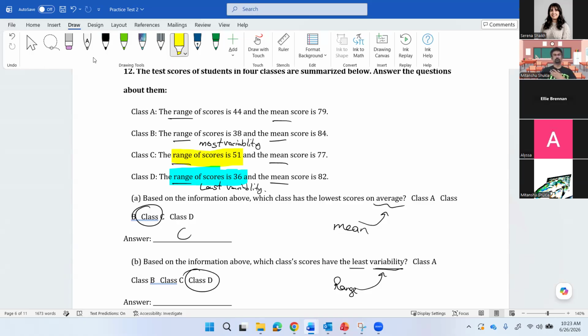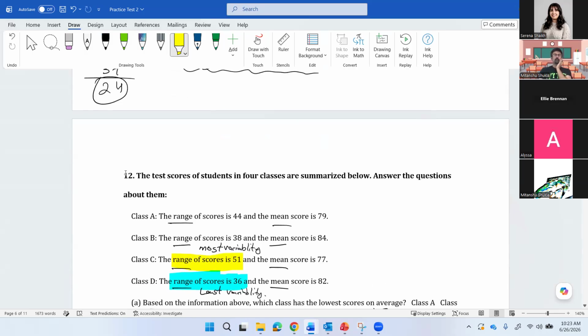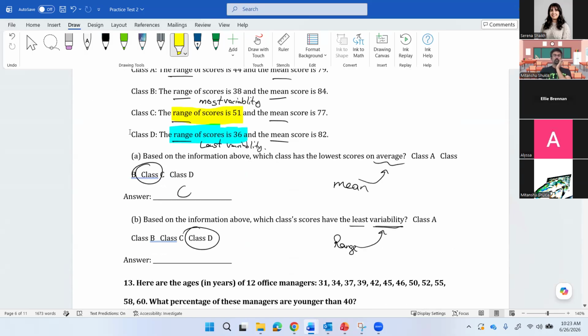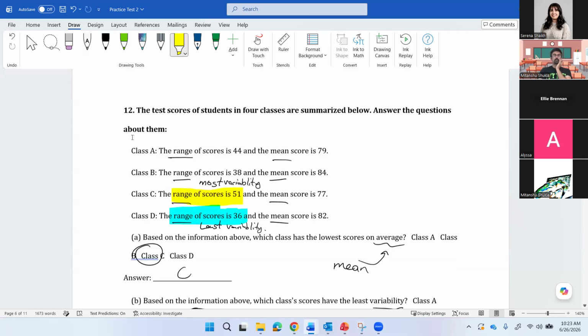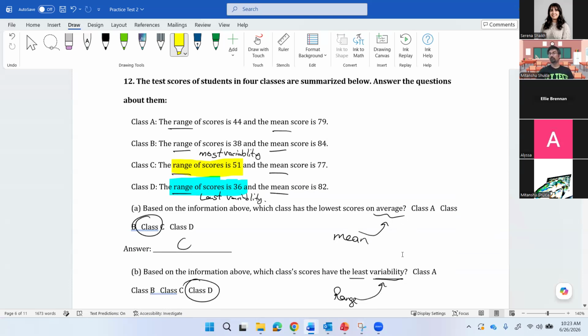I don't know if this would apply to every problem, but wouldn't it be easier just to find the highest number and the smallest number? Are you talking about the problem that we're on, number 12 here? Yeah, if they just give us the range. Yeah, if they give us the range, that's exactly what you do. You just look for the highest number and the smallest number, depending on what they're asking, right?